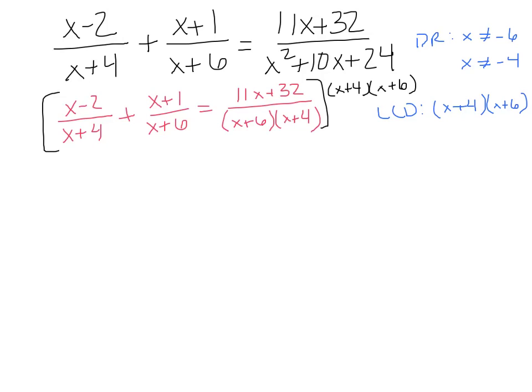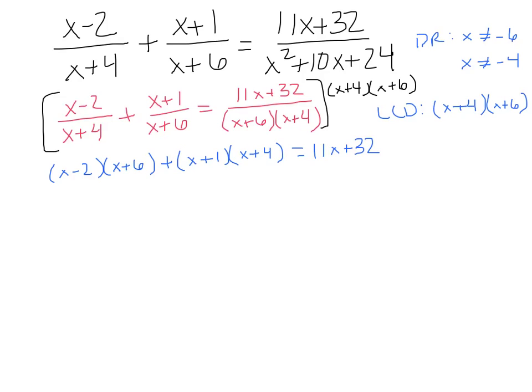For the first fraction, x plus 4 cancels out. So I'm left with x minus 2 times x plus 6. For the second fraction, x plus 6 cancels out. So I'm left with x plus 1 times x plus 4. Thankfully, for the last fraction, everything cancels out, and I'm left with just 11x plus 32.